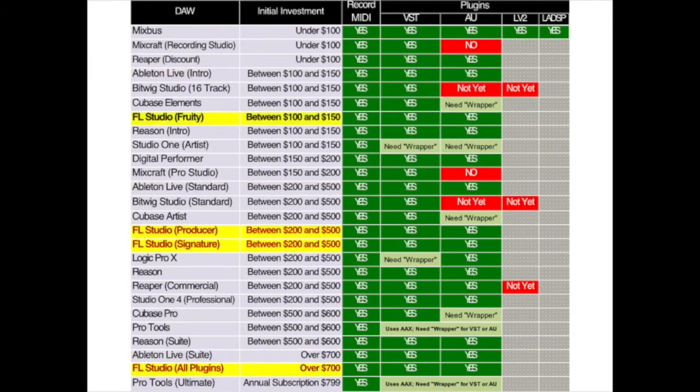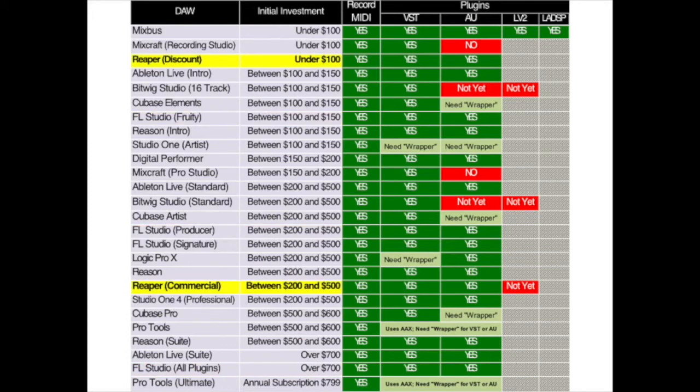Live. There are 4 purchase options for FL Studio, but the thing is, there are really only 2 versions of the product. There is the Fruity version and the producer version. Signature is the producer version with additional plugins, and All Plugins is also the producer version with even more plugins than Signature. Side note on FL Studio, this was the only product I reviewed that advertised free lifetime upgrades.